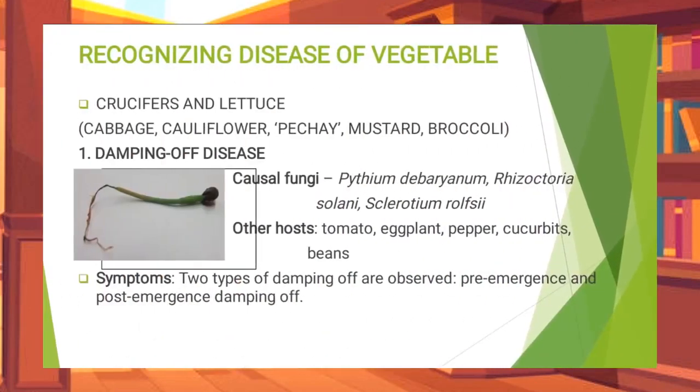Recognizing disease of vegetables. So, crucifers and lettuce. So, naglakip ang cabbage, cauliflower, pechay, mustard, and broccoli. So, number 1 is damping off disease. So, causal fungi niya is ano siya. So, other host niya is tomato, eggplant, pepper, cucurbits, and beans.